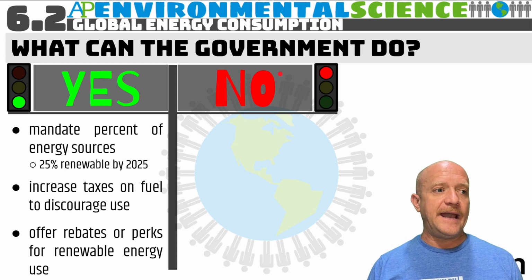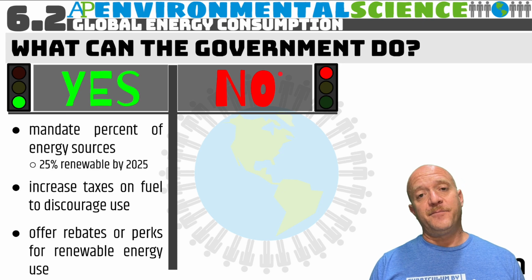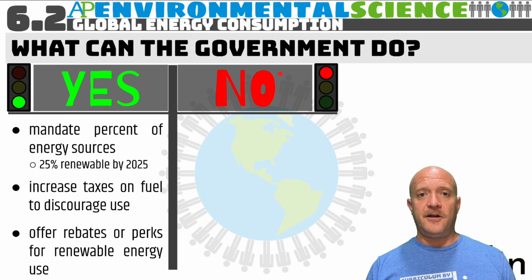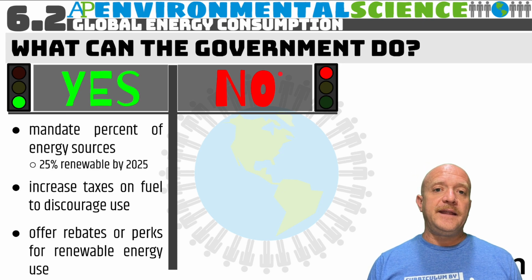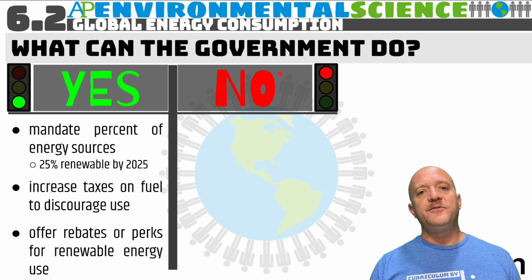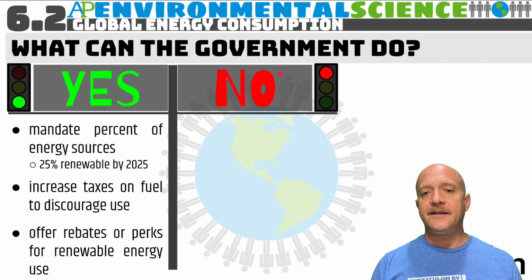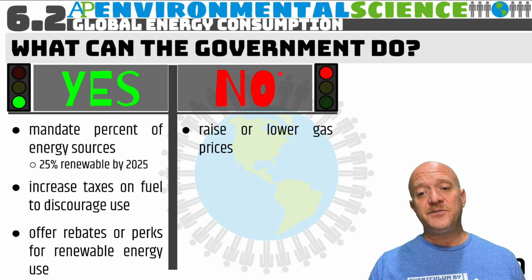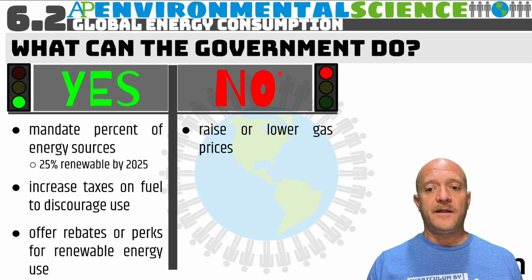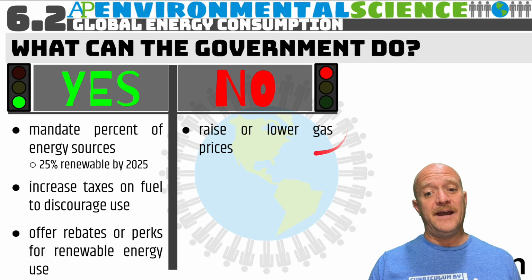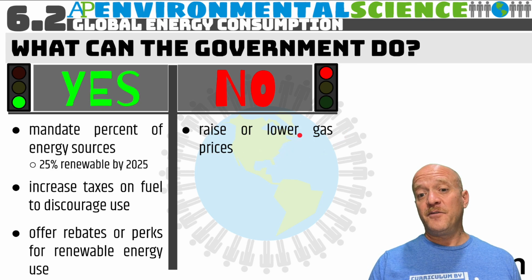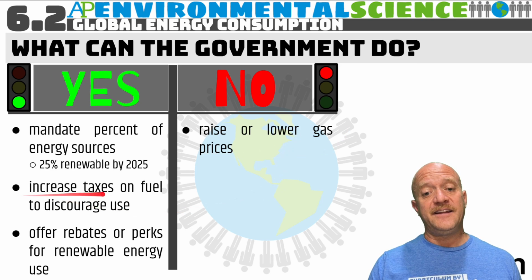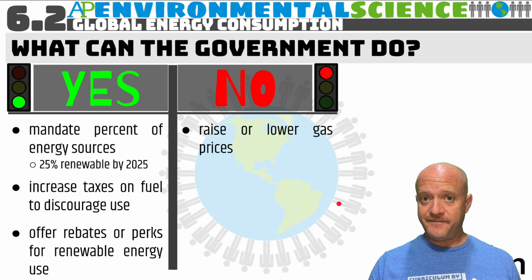Like if you get solar energy, for example, if you put a solar panel on your roof of your house, you can get a tax break. If you switch to wind energy, you can get different rebates as well. Things that the government cannot do is they cannot raise or lower gas prices. This is just from capitalism, supply and demand. So this cannot be done, but if the government wants to discourage use, they definitely could increase taxes.